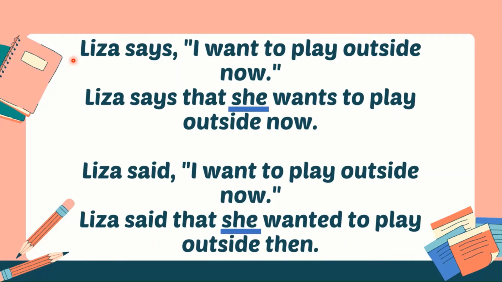Here are examples applying the rules on converting direct speech to indirect speech. Lisa says, "I want to play outside now." You can see that the introductory verb is in the present tense, and so we must use rule number 1 when we report it. And there is no change in the tense. And there is no change also in the adverbial time. So the reported speech is, Lisa says that she wants to play outside now.